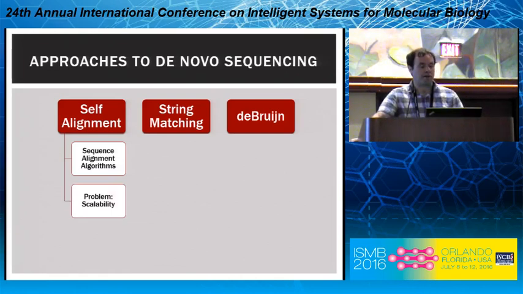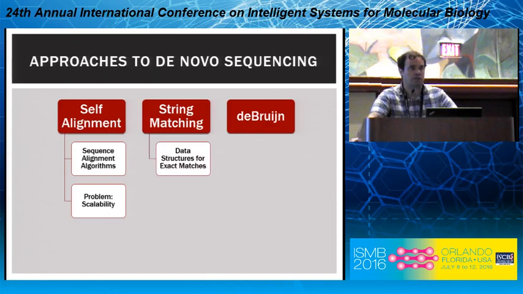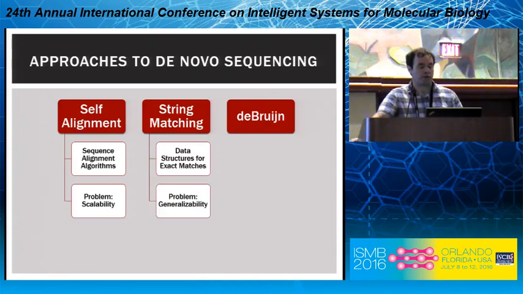Other tools use string matching algorithms. They use data structures such as suffix trees or suffix arrays to find common substrings. The problem with that is that they don't account well for sequence variation. They're not generalizable to the problems we have with the repeat sequences not being identical due to substitutions, mutations, whatever. The third approach I'll mention real quick is the de Bruijn approach.